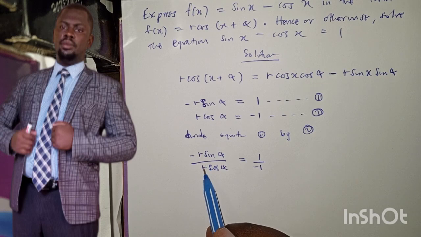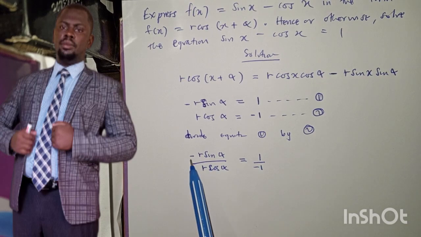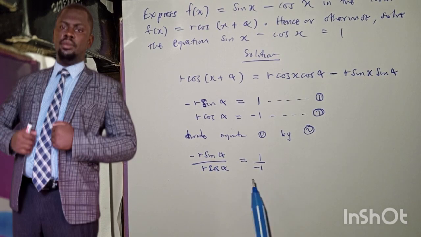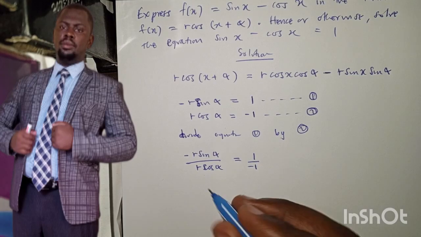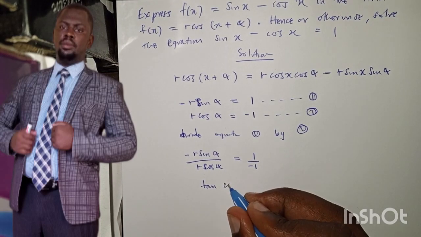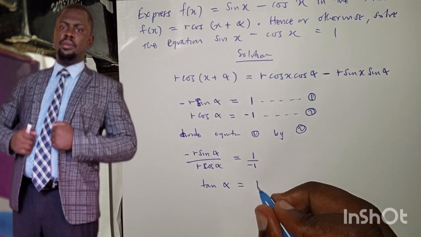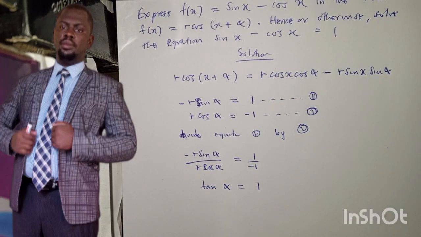Now the r and r will cancel, the minus and minus will also cancel. Then we know that sine alpha divided by cos alpha is going to give us tan alpha. So we have tan alpha is equal to 1. Then for us to remain with alpha, we introduce tan inverse to both sides of the equation. The tan inverse and tan will cancel out, so we'll just remain with alpha.